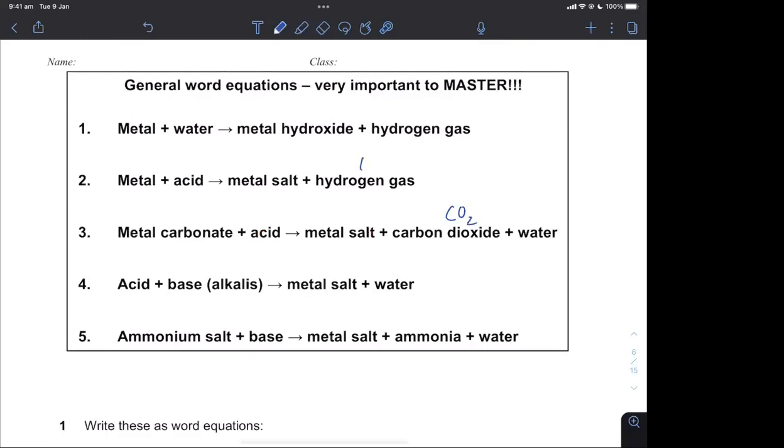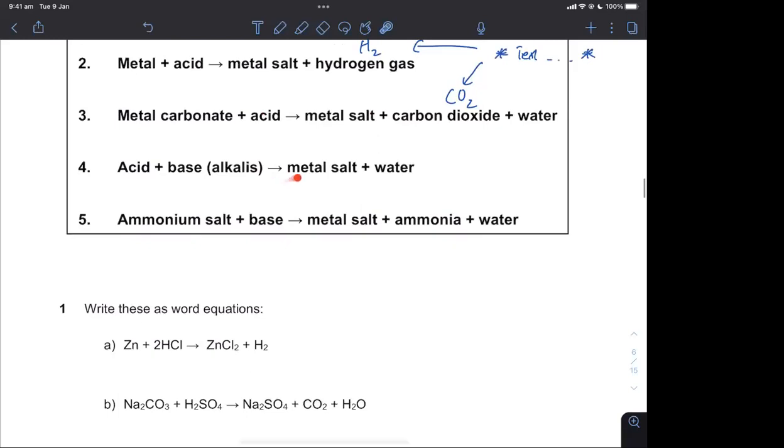Now, the tests for hydrogen gas and carbon dioxide gas, the tests for gases, are usually asked as part of paper 3, as well as any theory level paper. Test for hydrogen, use a burning or lighted splint, it will give you a pop sound. CO2, it will turn limewater milky or cloudy.